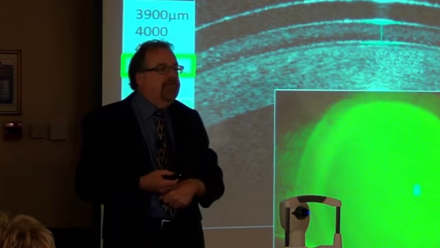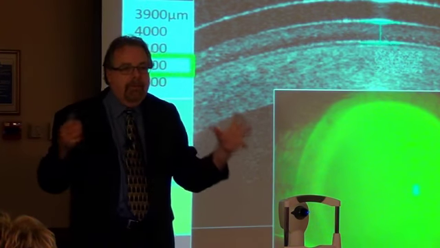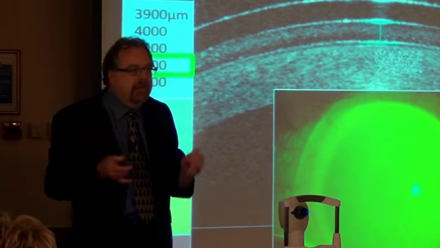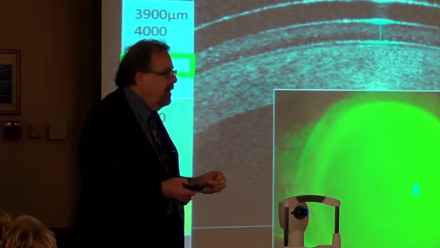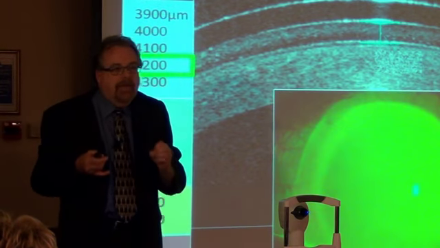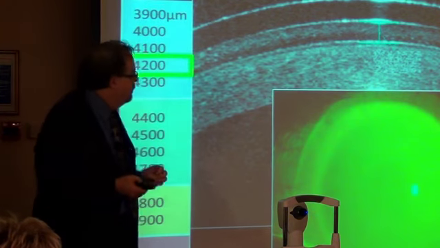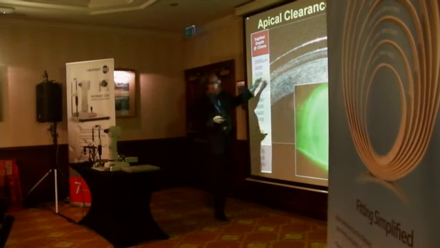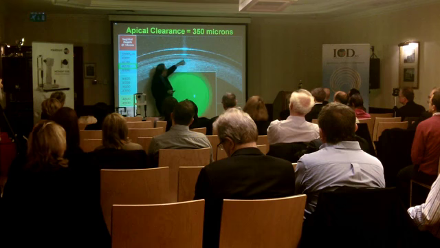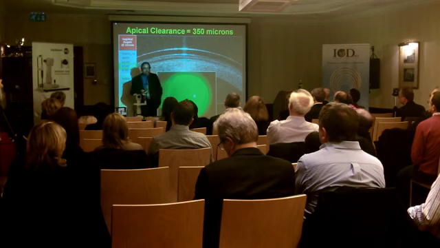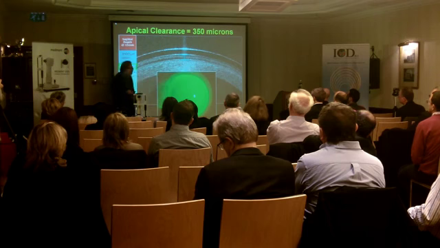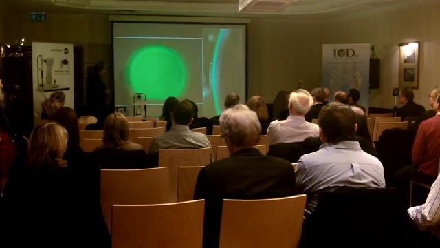Now, the next step is, remember, we have this patient with filamentary keratitis, and we're going to apply that 4,200 micron lens to the eye. We're going to see, does that lens have adequate apical clearance, 300 to 400 microns.